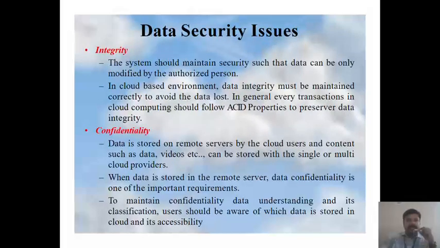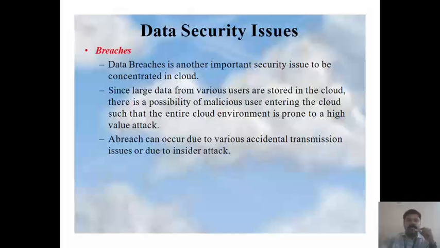Next, integrity. The system should maintain security such that the data can only be modified by an authorized person. It cannot be modified by n number of people. Only the particular person who is authorized can modify the data. In every transaction, a cloud should follow the ACID properties to preserve data integrity. Confidentiality: when data is stored in a remote center, data confidentiality is one of the most important requirements. To maintain confidentiality, users should be aware of data understanding and classification, which data is stored in the cloud, and its accessibility.